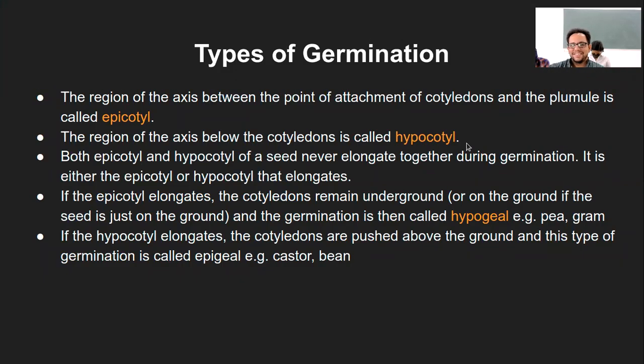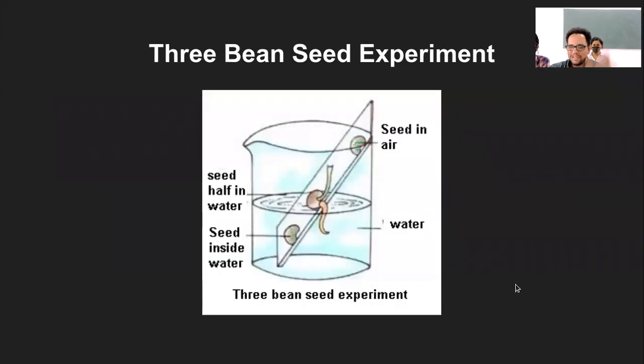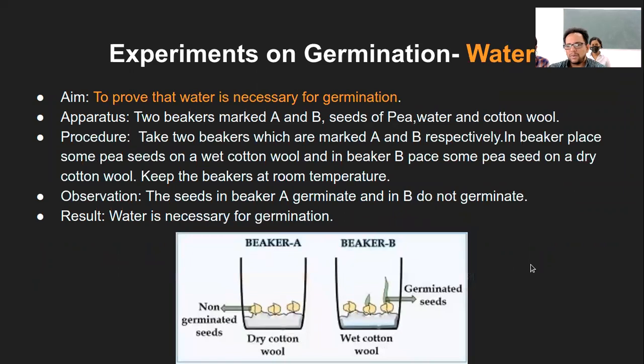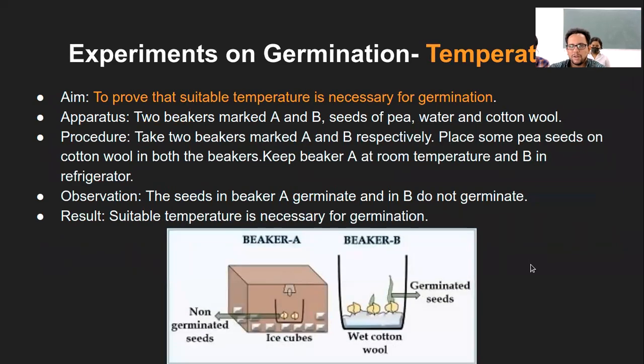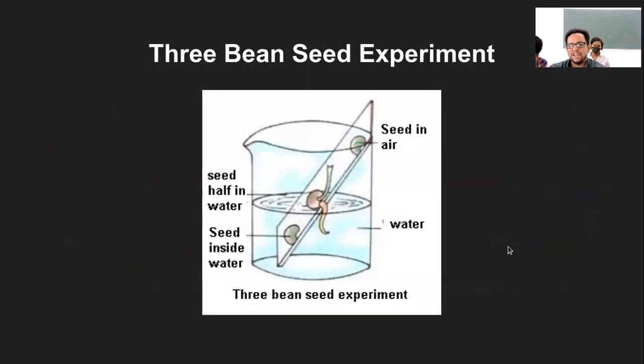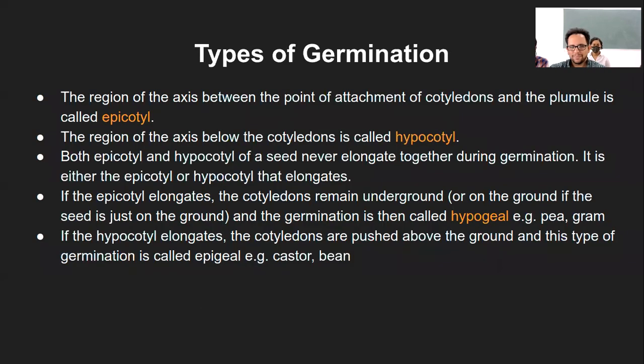Okay, so the last part that we are going to do is the types of germination. Now we already know what germination is, as we studied it with various experiments. So that was water, then suitable temperature, oxygen, and the last one was this 3-bean experiment, which proved that certain conditions are required for the germination process.